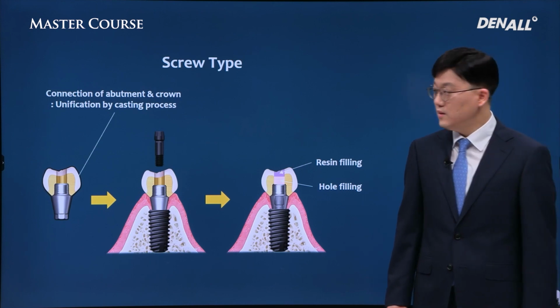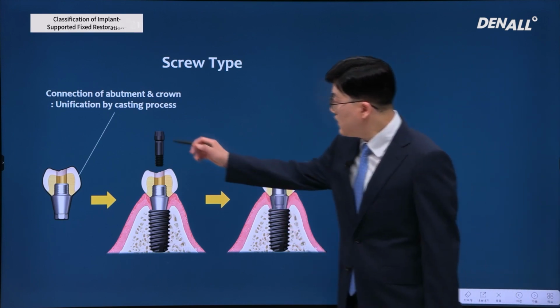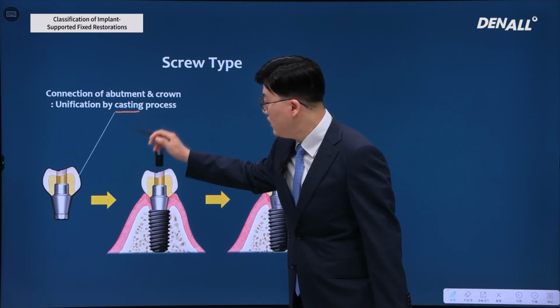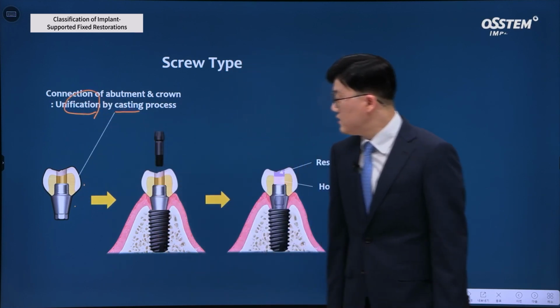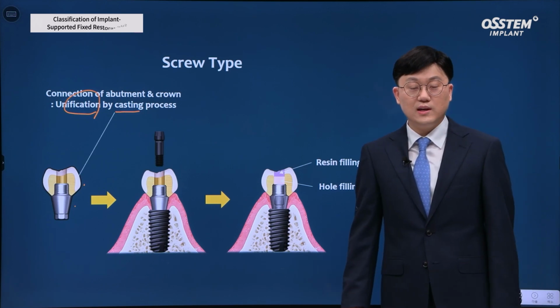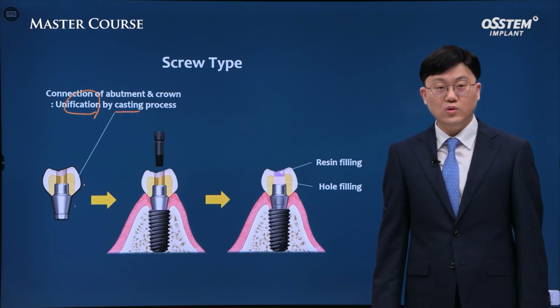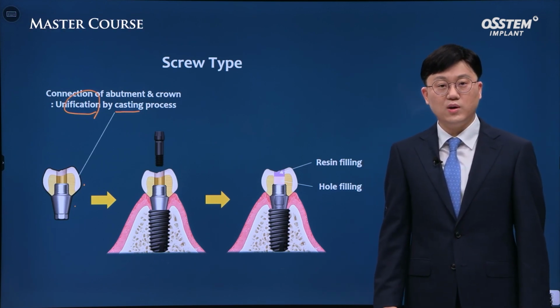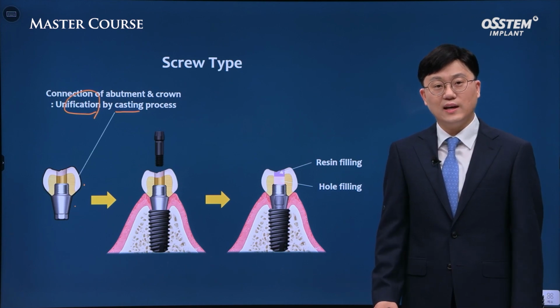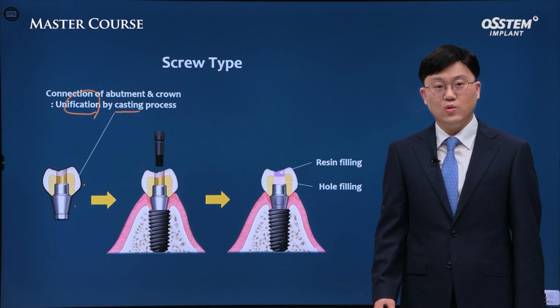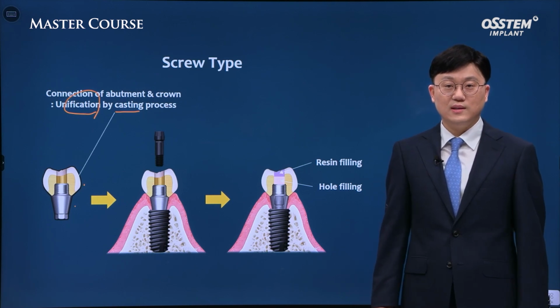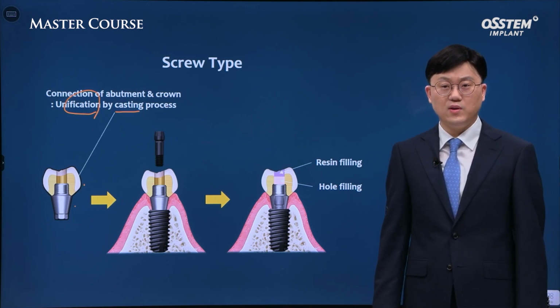Screw type is where the abutment and crown become one through casting. When we do try-in of the prosthesis and make adjustments, you need to make sure that the abutment and crown move as one, and as the screw is adjusted, you do try-in and make further adjustments. After a series of processes, final delivery is done and the recommended torque is used to tighten the screw.